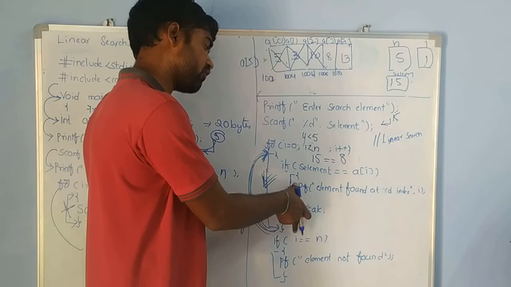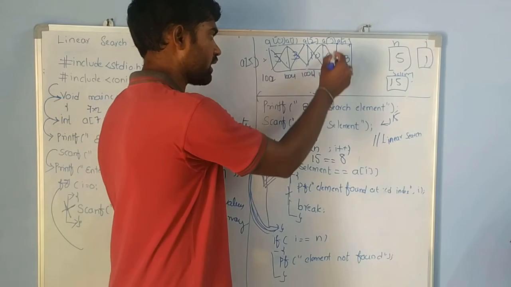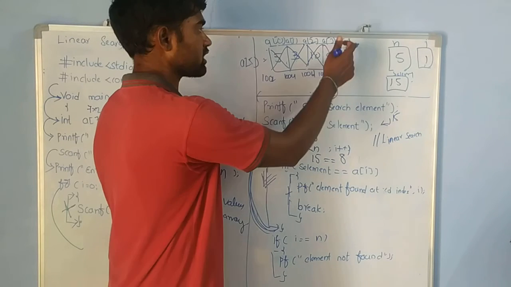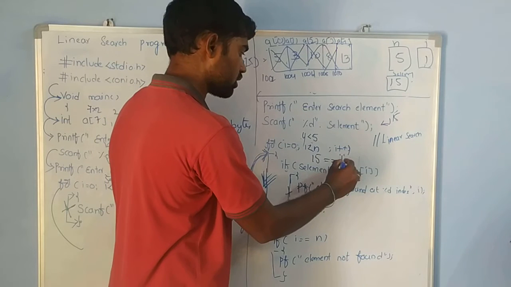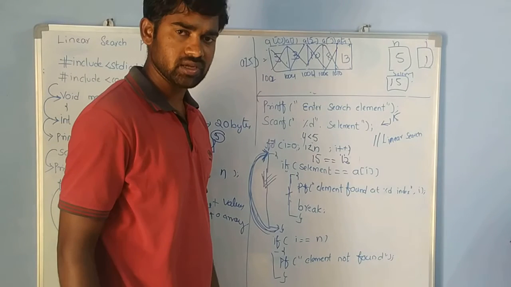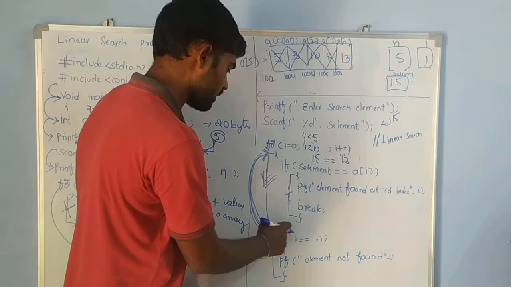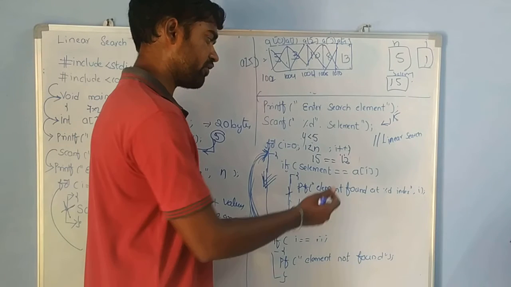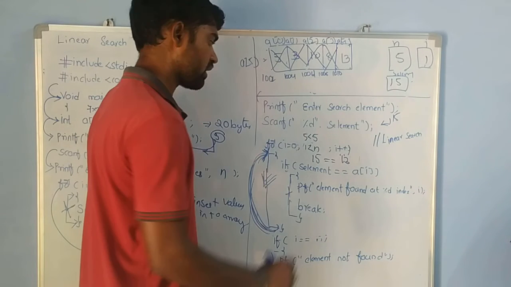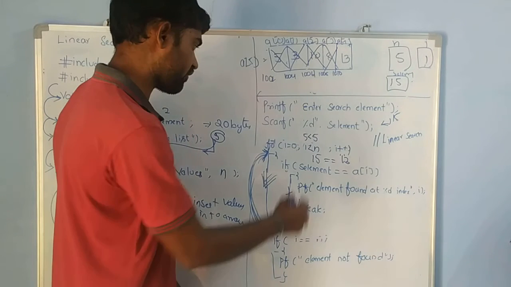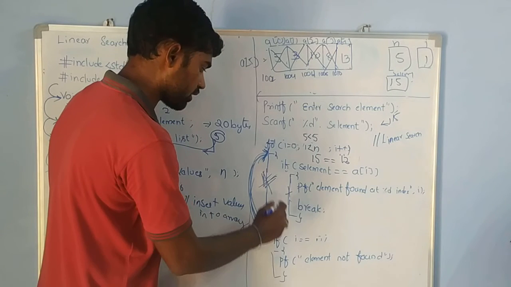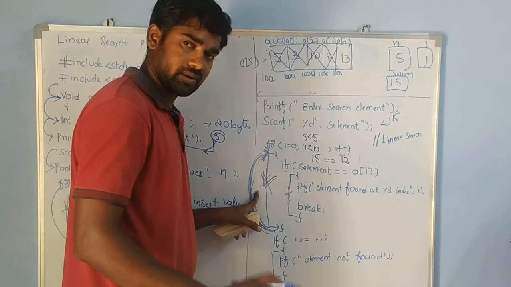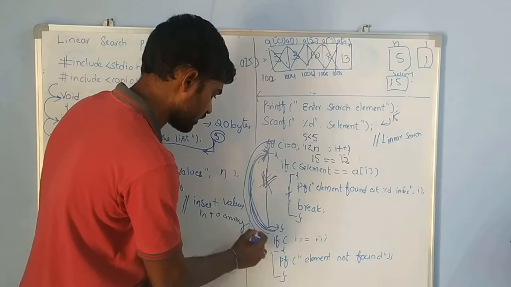When the condition is true, again we compare search element with A of I, where I equal to 4. A of 4 is 13. Is 15 equal to 13? The condition will be false. When the condition is false, we move to the for loop again, repeated with I equal to 5. Is 5 less than 5? The condition will be false. When the condition is false, the for block gets terminated. Then where does the execution control move?